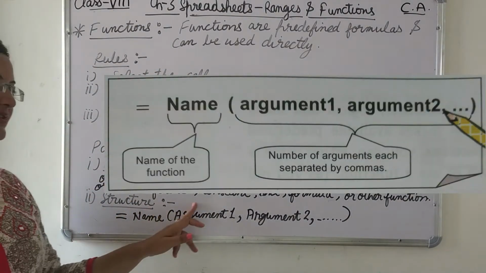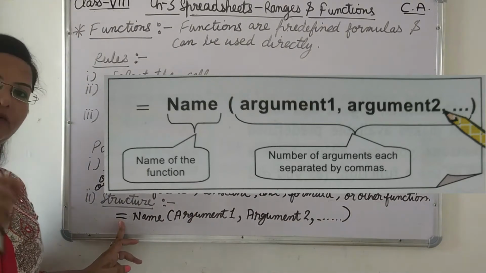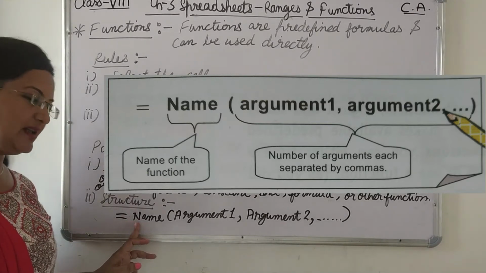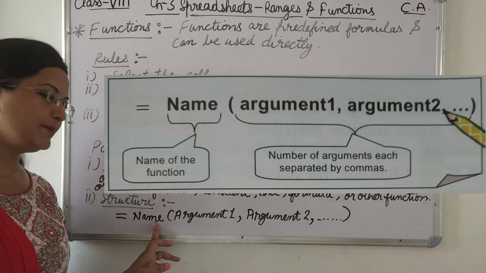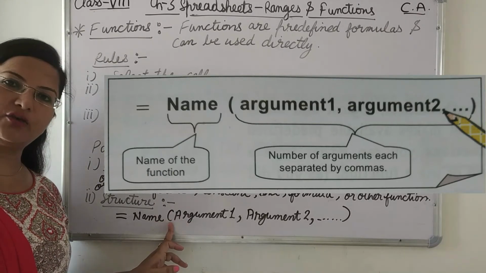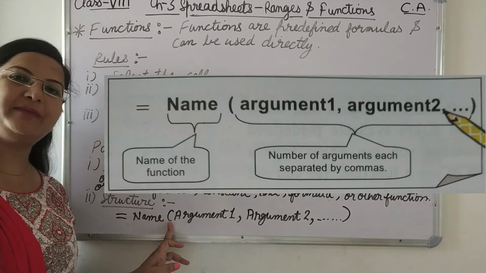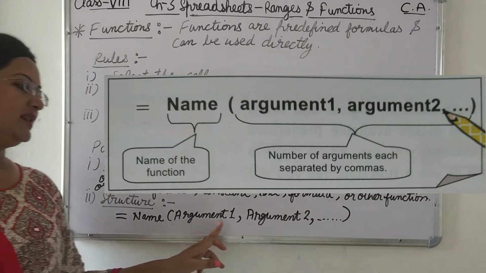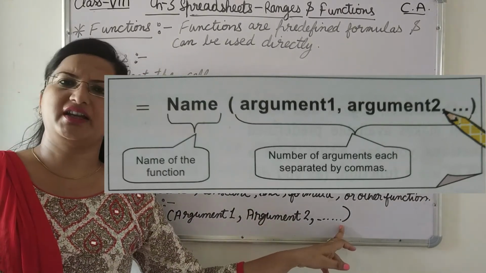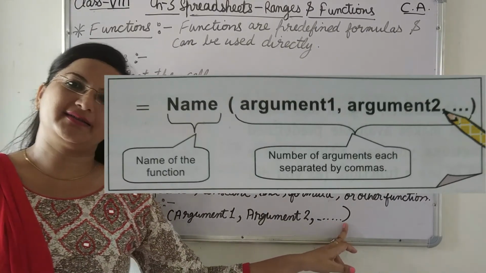Now structure. What is the structure of the function? You have to remember that. First of all, it will always start with the equal to symbol. Okay, it starts with the equal to symbol. Then you have to write the function name. Then the opening parenthesis. Okay, it is a simple bracket, opening bracket. We can also call it a simple opening parenthesis. Then these are arguments. There can be at most 30 arguments or more. Then after that, the closing parenthesis.